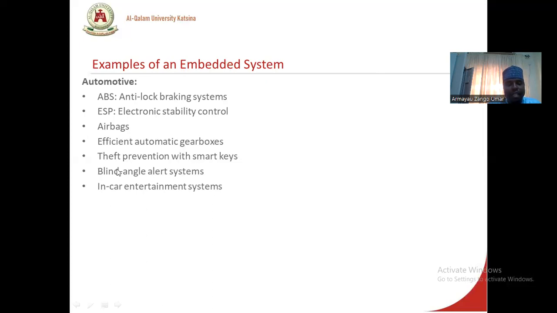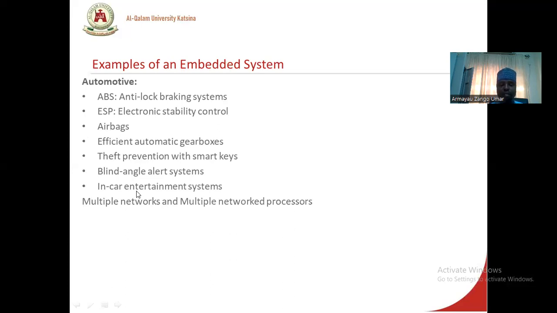So here is an embedded system that modern cars are equipped with, and they actually use cameras and sensors to detect if a car is moving towards an object. This covers the areas that are not visible by the driver. We have the in-car entertainment system, the infotainment system that modern cars are equipped with. All of these exist in a computer in a car because they will have to be networked.